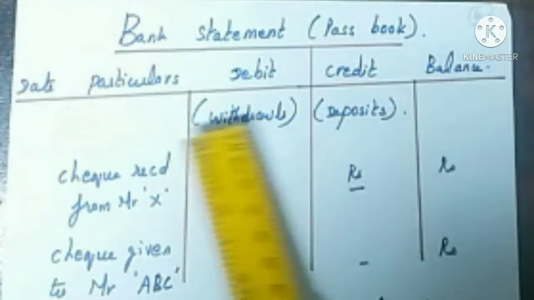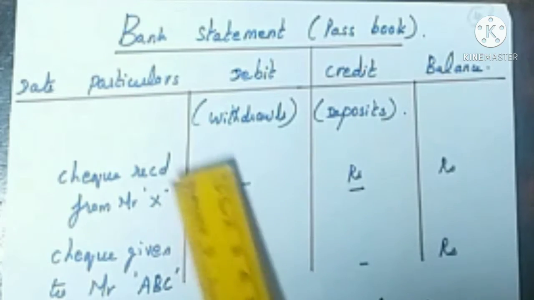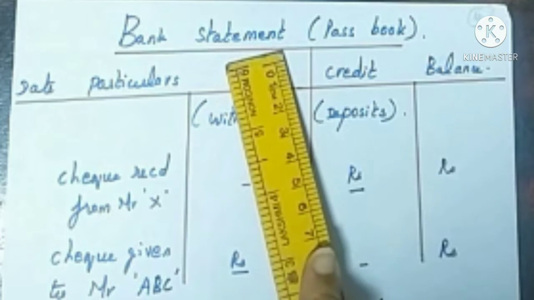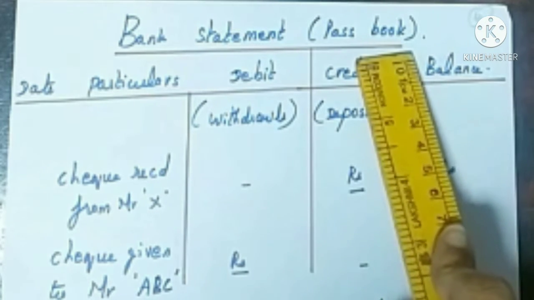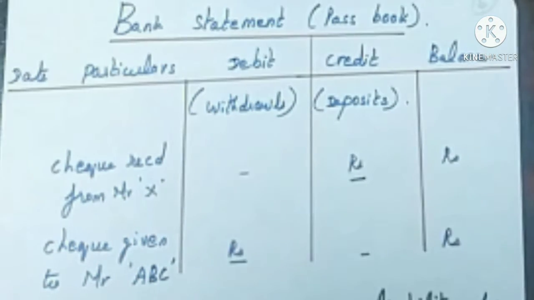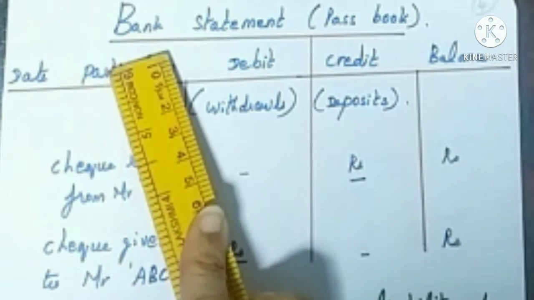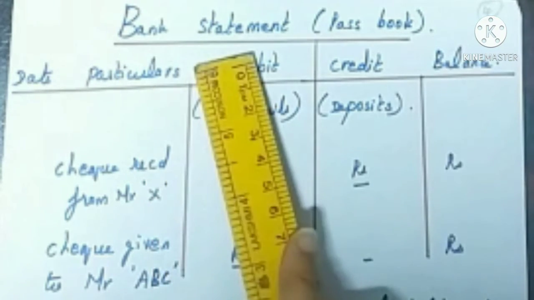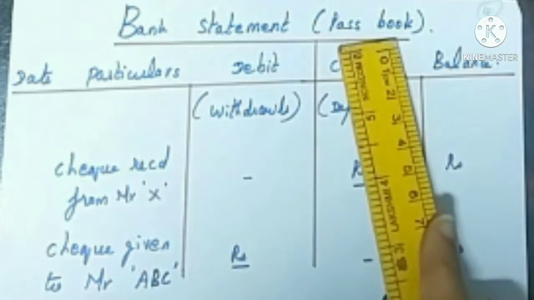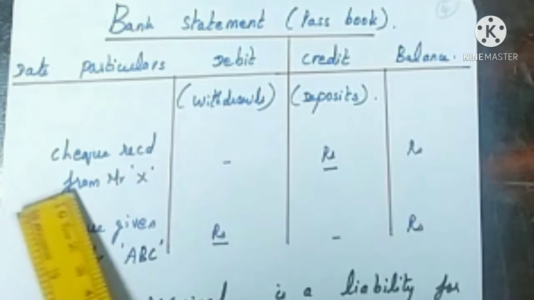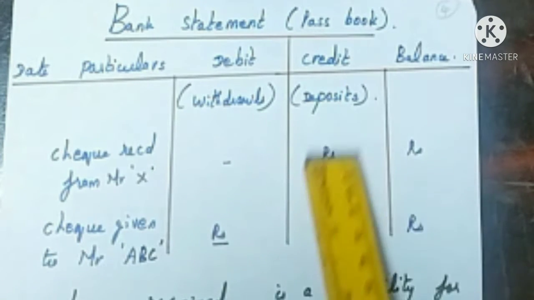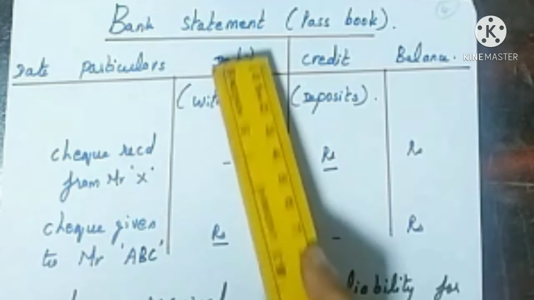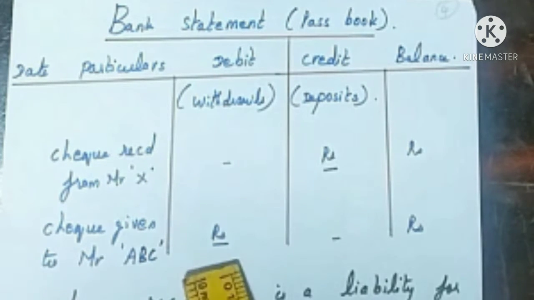Now let's see how the transactions, that is, how the events, appear in the bank statement which is maintained by our banker, which is also called the passbook. Our account is maintained by our bank. The banker updates the bank statement, that is, the passbook. Checks received from Mr. X is shown on the credit side of the passbook, and checks given to Mr. ABC is shown on the debit side of the passbook.